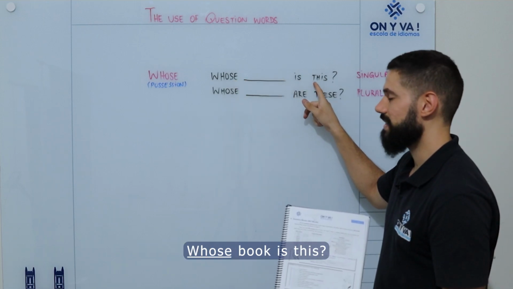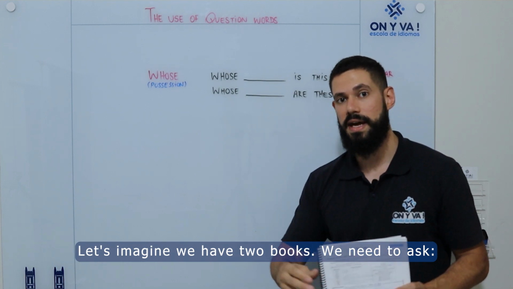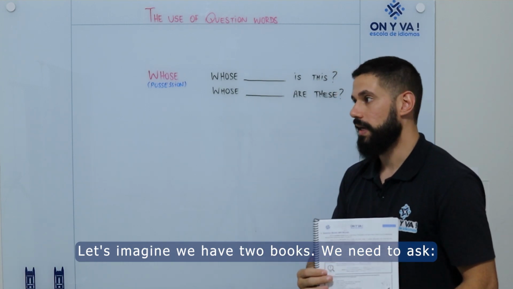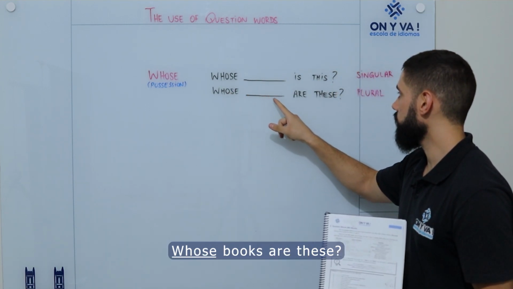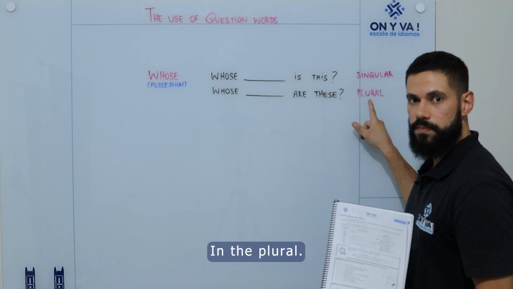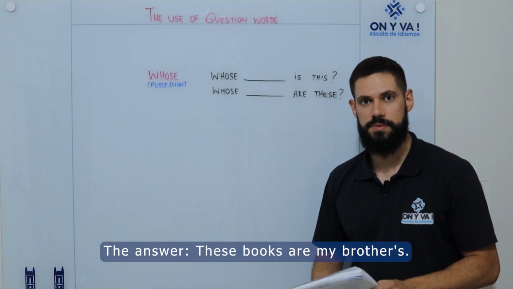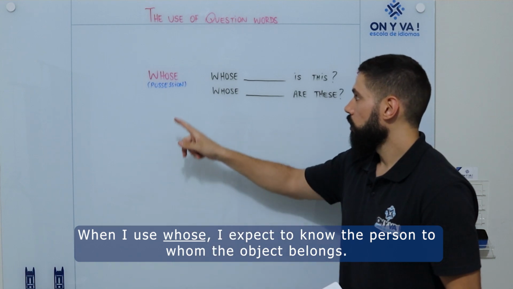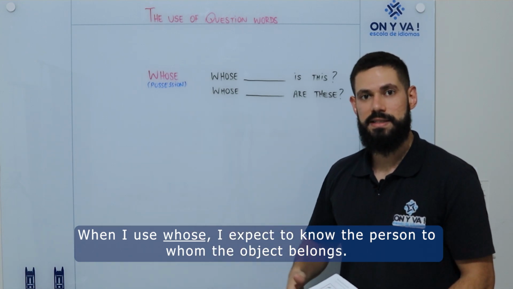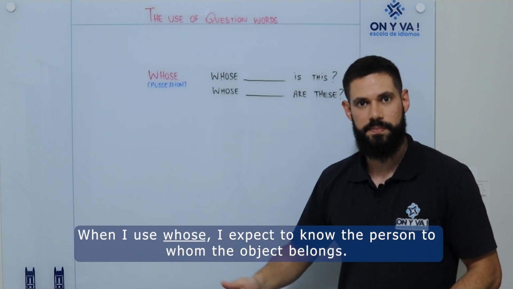Whose book is this? In the singular. Let's imagine we have 2 books. So I need to ask, whose books are these? In the plural. So the answer, these books are my brother's. So when I use whose, I expect to know the person that the object belongs to.